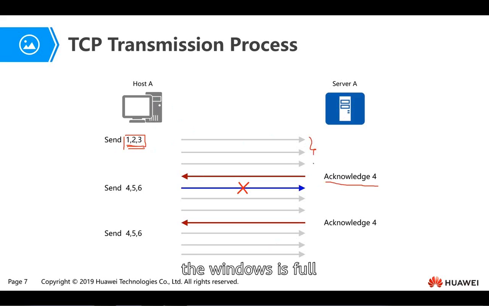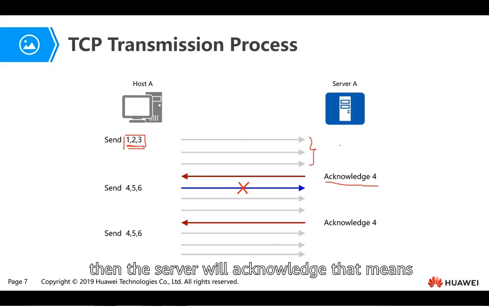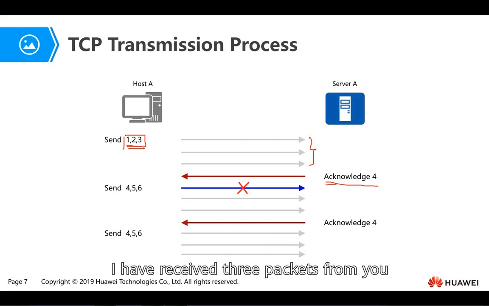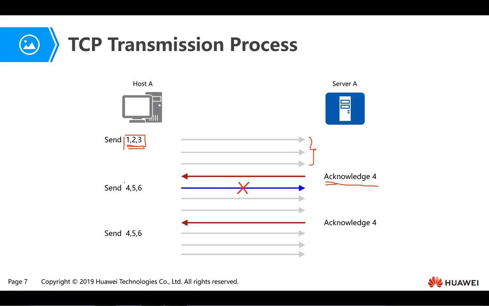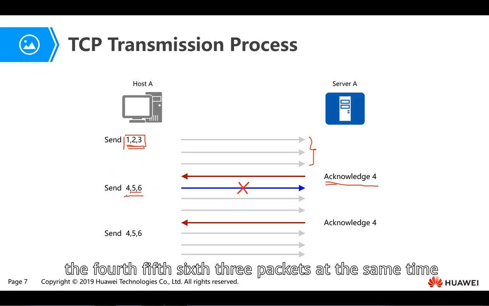Okay, the window is full. Then the server will acknowledge it. That means I have heard 3 packets from you. Then you can begin the 4th packet. Okay, then host A will send the 4th packet. Of course, the 4th, 5th, and 6th, 3 packets at the same time.